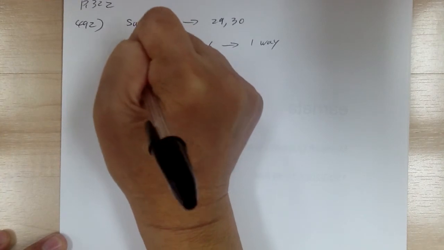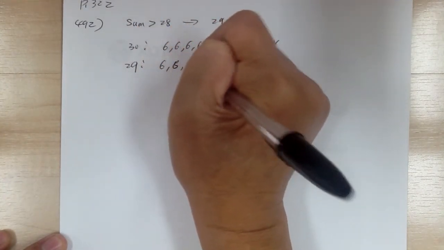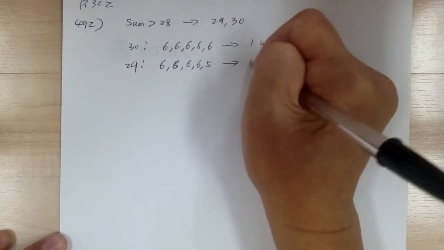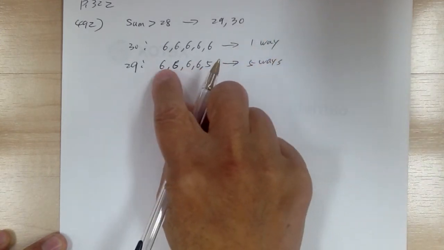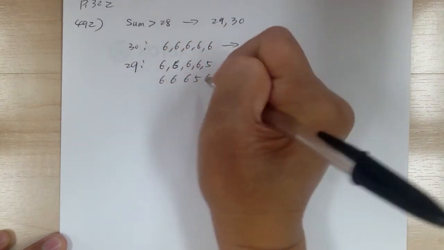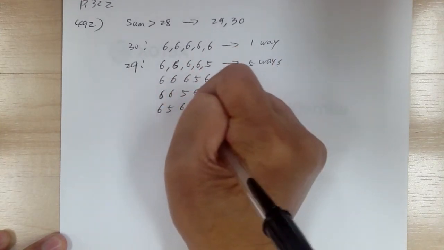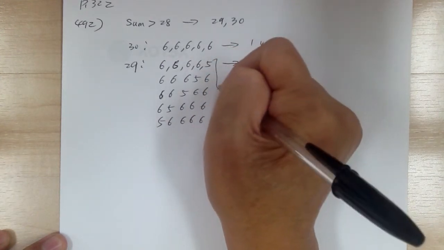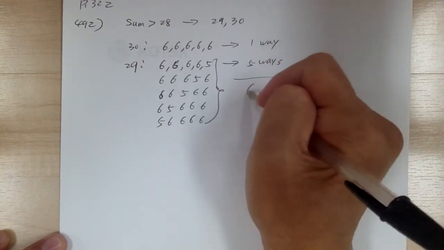To get 29, that means one of them had to be a 5. Now, there's going to be 5 ways, because the 5 can be here, can be here, can be here, can be here, can be here, right? And you can list them, you can do it this way. So you can see that there are 5 ways. So that means the total would be 6 ways.